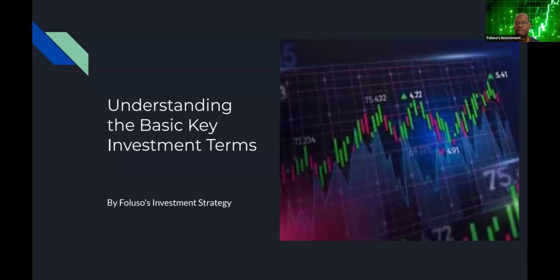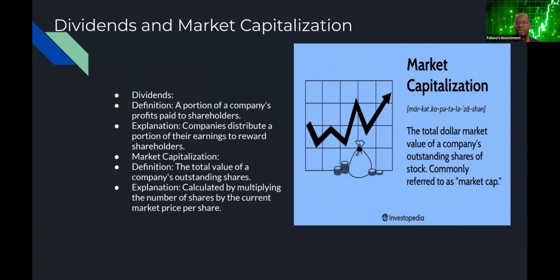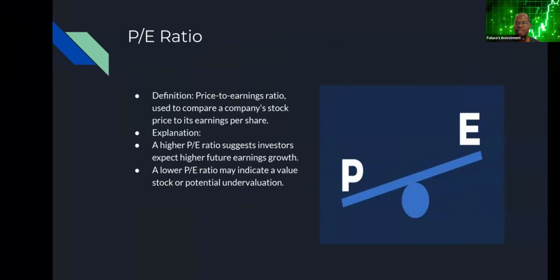Okay, so we're talking about basic terms: dividend and market capitalization. The dividend is what the company pays from their earnings. Capitalization is how big the company is. We get that by multiplying the total outstanding shares by the price.